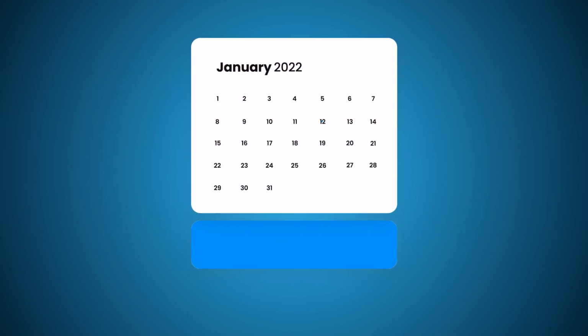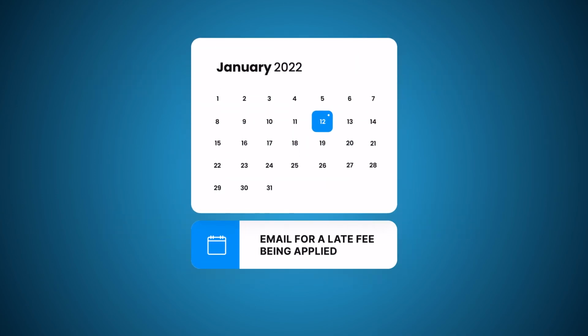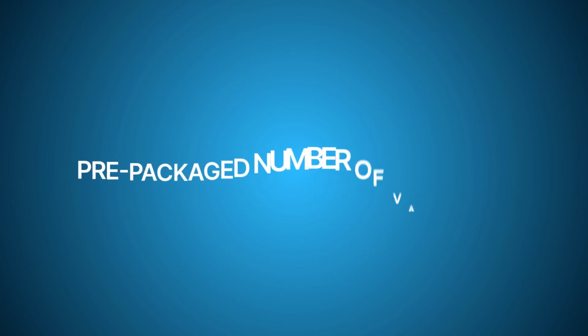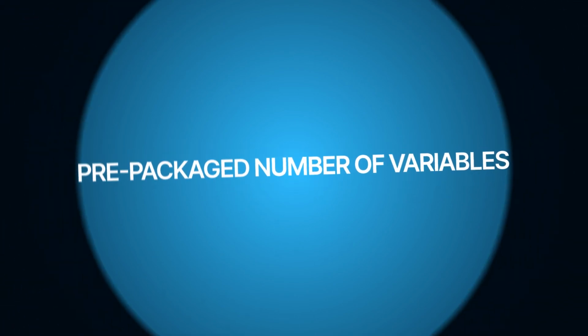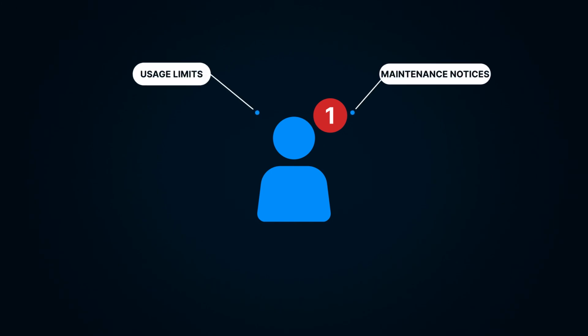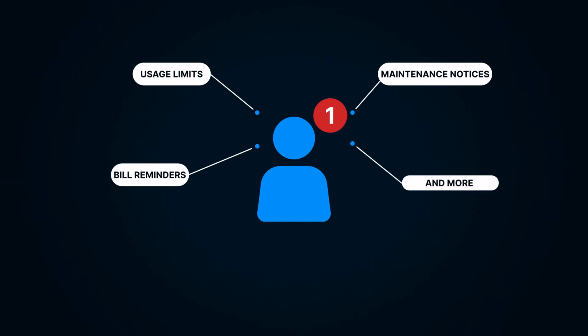Along the same vein as scheduled events mentioned earlier, the triggered email functionality is an automated system requiring only a small amount of initial setup. Triggered emails use a prepackaged number of variables, allowing you to create personalized notifications that are automatically emailed to customers in the case of usage limits, maintenance notices, bill reminders, and more.